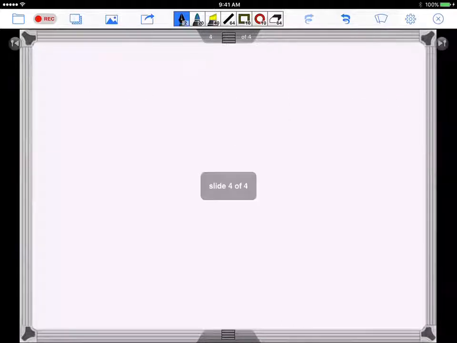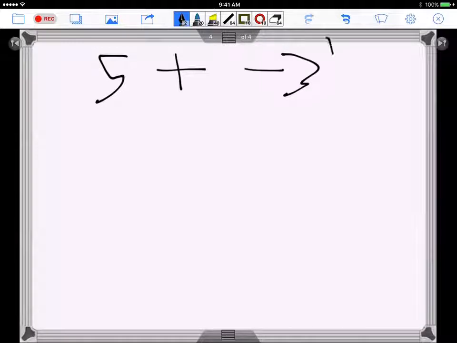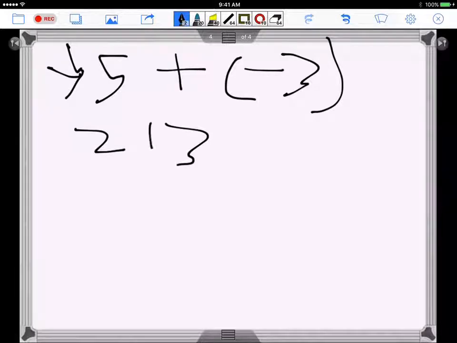Okay, so how to solve that? Let's have a sample problem. Let's have a positive bigger number than the negative, plus negative 3. Okay. So, how do you solve this? What I like to do, if there's a positive or negative number that's bigger, like in this case it's 5, I like to change it into 2 and 3, which is negative 3 also.